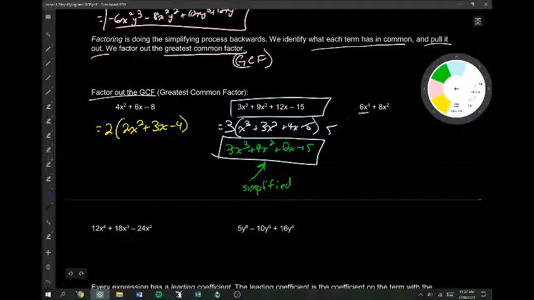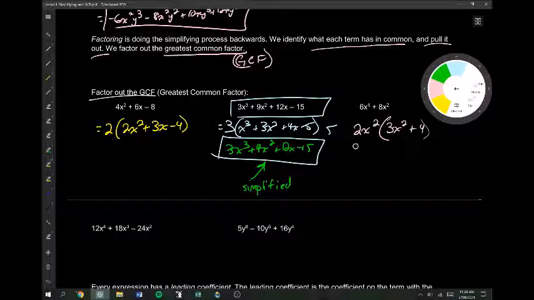Okay, what do these have in common? Well, both 6 and 8 can be divided by 2. But also, each of them has an x squared at least. Each of them has at least 2 x's. So since each term has at least 2 x's, I'm going to pull out a 2x squared. That leaves me with 3x squared plus 4.